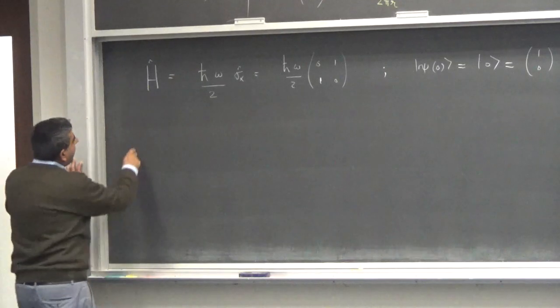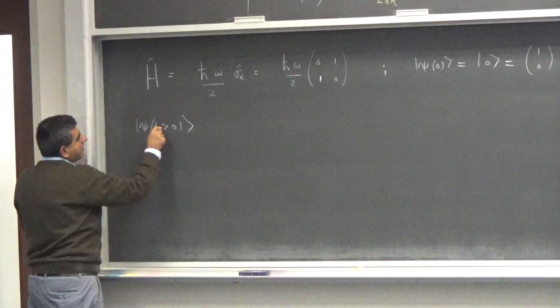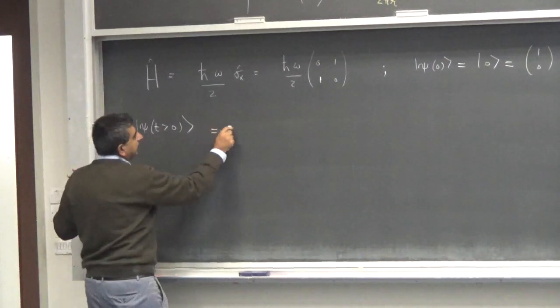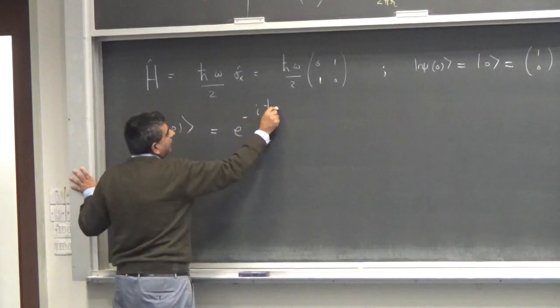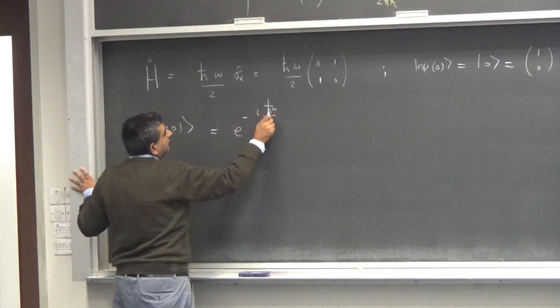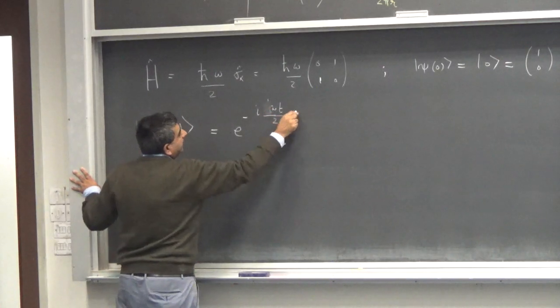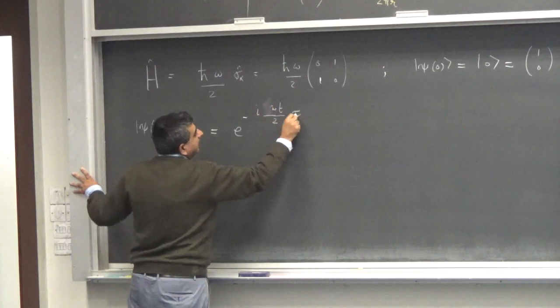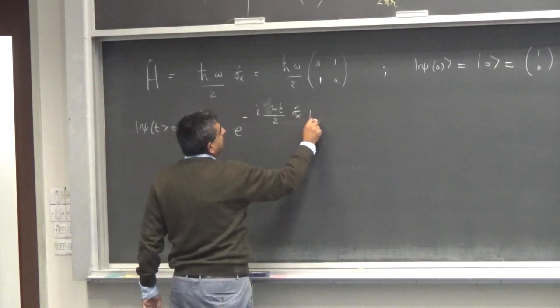Now your state after some time t greater than 0 is going to be e raised to the power minus i, h bar omega, this h bar just goes away, omega t over 2 sigma x, acting on ket 0.